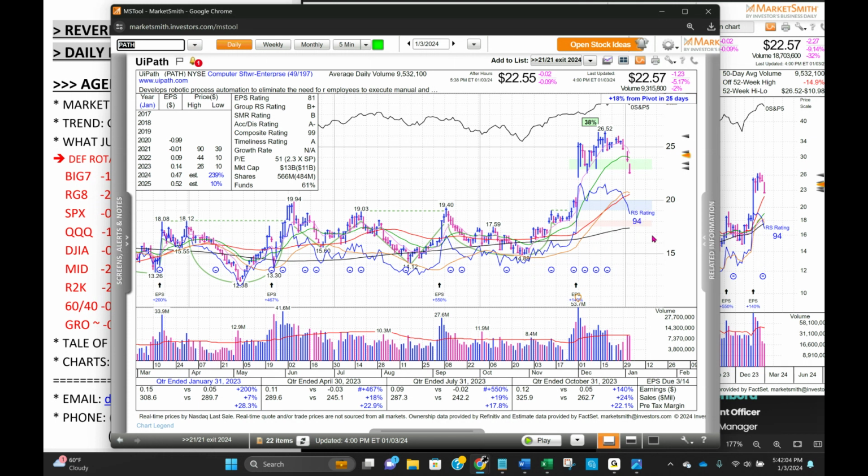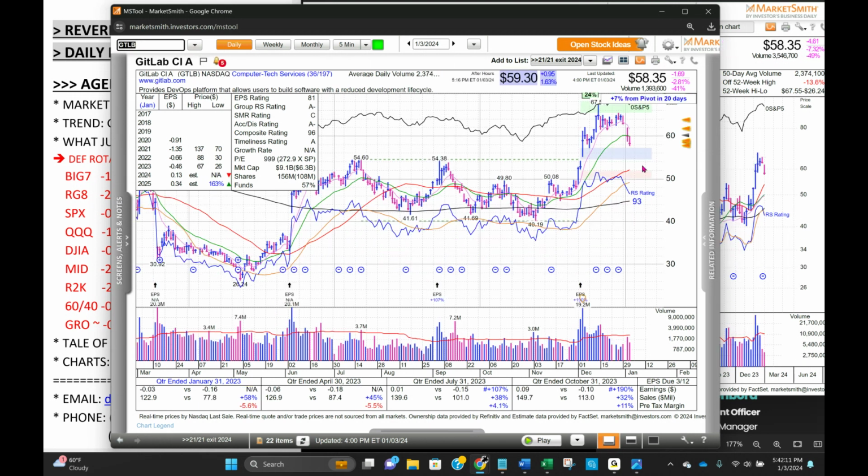Tried to rally, ran into the now declining 21, and that 60 level is acting as resistance now, whereas before it was support. So not good there. And we trimmed AMD, closed below the 21, did a decent bounce later in the day, and also Snow. Same thing with the break below the 21 and a lower low.